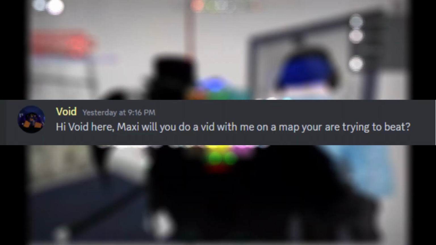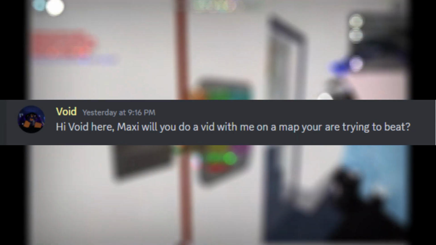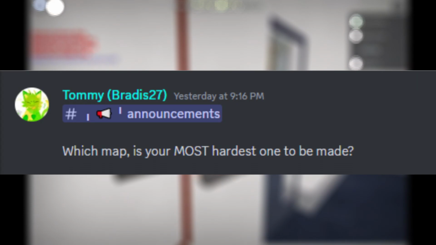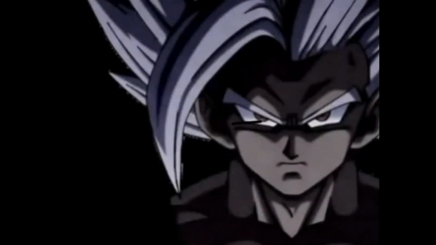Hi Void here, Max, will you do a bit with me on the map you are trying to beat? Depends, which map. Which map is your most hardest one to be made? It's a map named Max Up 3. A map that took me, like, almost 1 year, I think, because of the motivation and... no, like, the only contributors of the map went to FNF. Yes, I'm talking to you, Jason, and Unsaken.